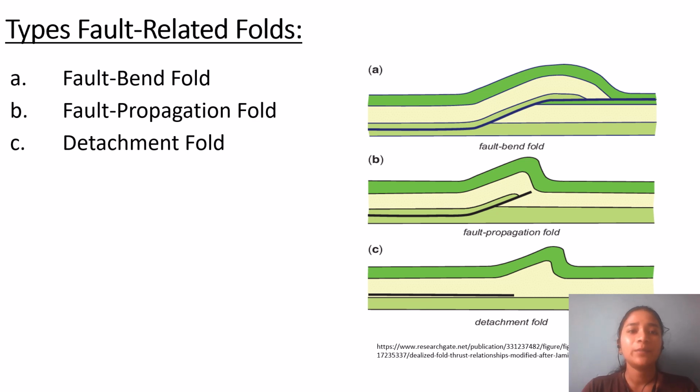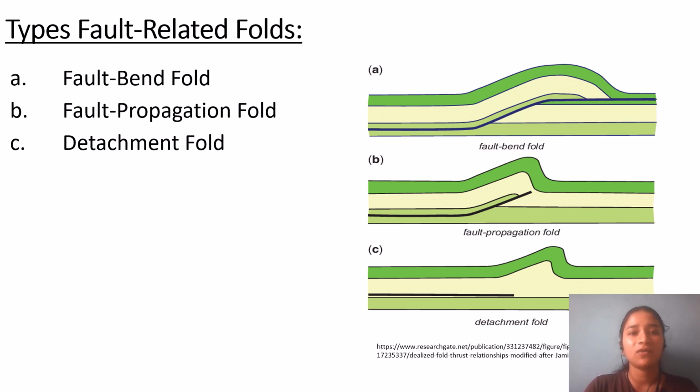Now coming to types of fault-related folds. There are basically three types of fault-related folds: fault-bend fold, fault-propagation fold, and detachment fold. First, we have fault-bend fold. This happens when rock layers move over a bend in a fault. As they slide, the layers bend to match the shape of the fault surface. It's kind of like bending over a step.